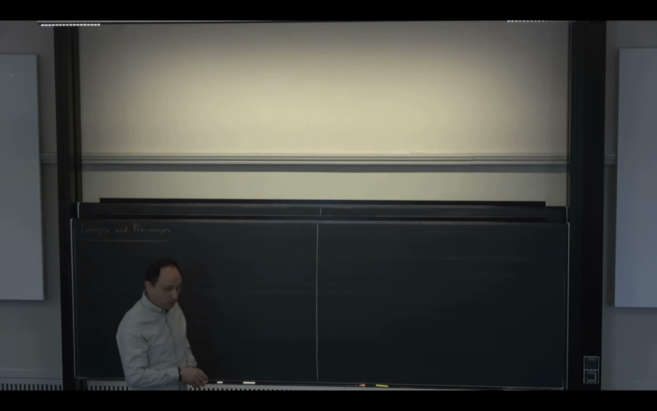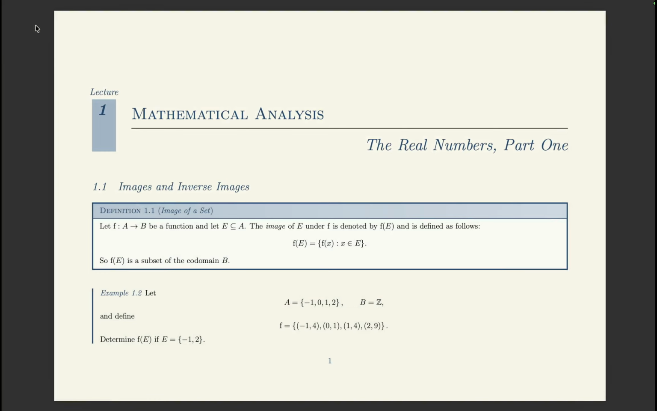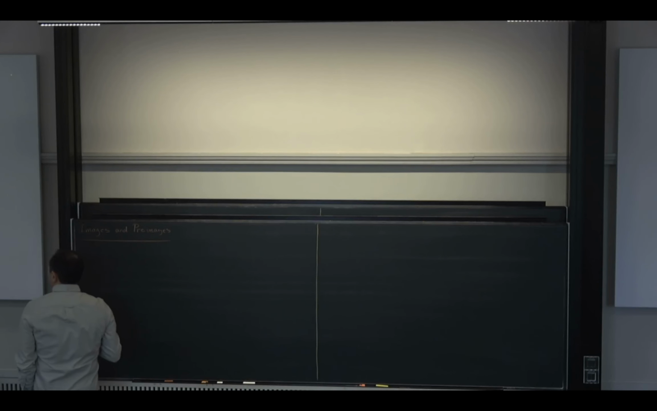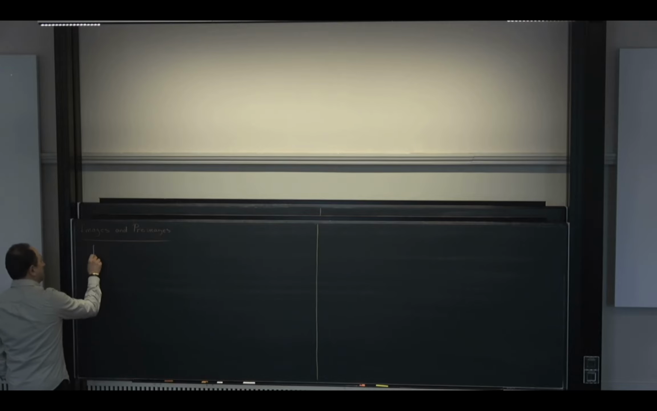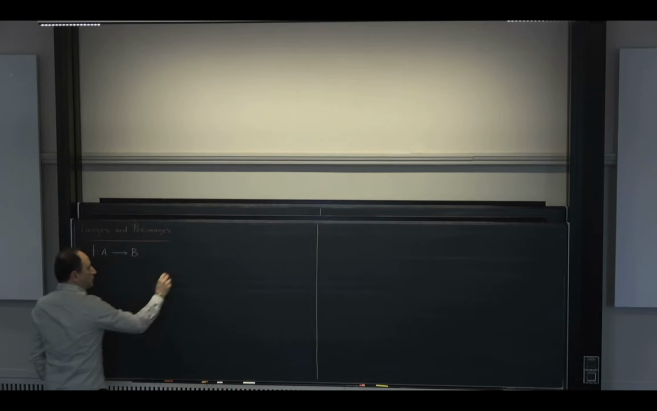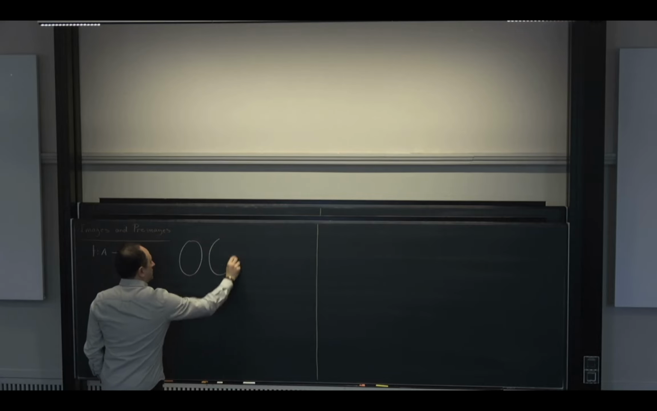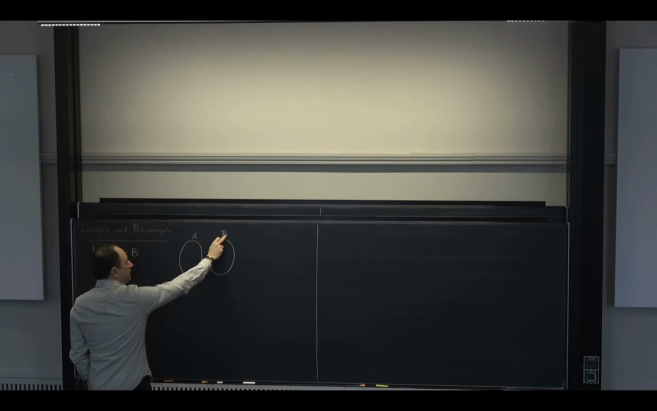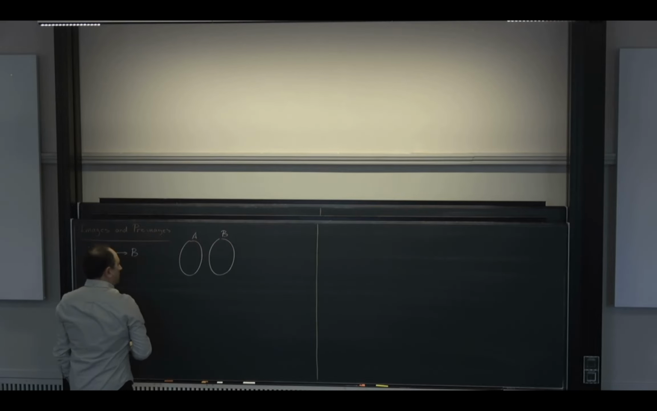So the first thing we want to talk about is what is the meaning of image and inverse image of a set under a function? That's what we want to define first. The first one is the definition of the image of a set. Let us say that I have a function from a set A to a set B. If you want to visualize it, something like this. Here I have A, here B. A is called the domain and B is called the codomain.